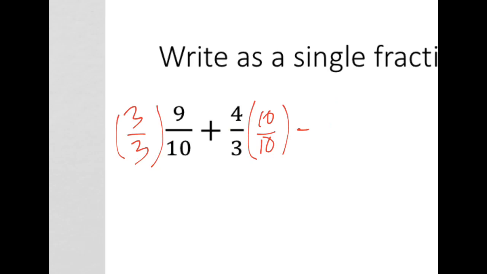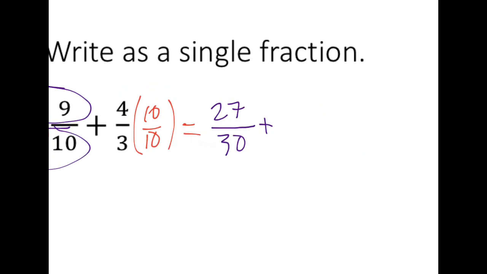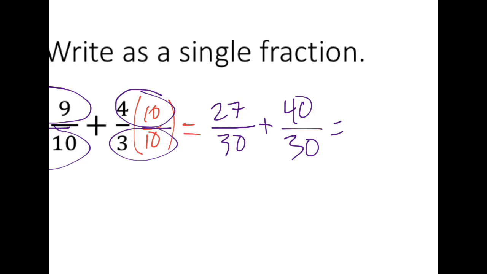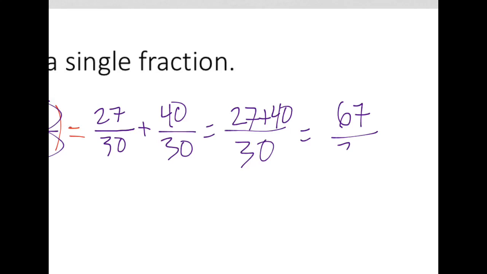And now I can simplify that. Let's go numerator of the first term. 3 times 9 is 27, over 3 times 10 is 30, plus, we'll do our second term now, numerator, 4 times 10 is 40, over 3 times 10 is 30. And so we have a common denominator, and now I can combine these and put them both over 30. So we get 27 plus 40 over 30, and so we can simplify that as 67 over 30.